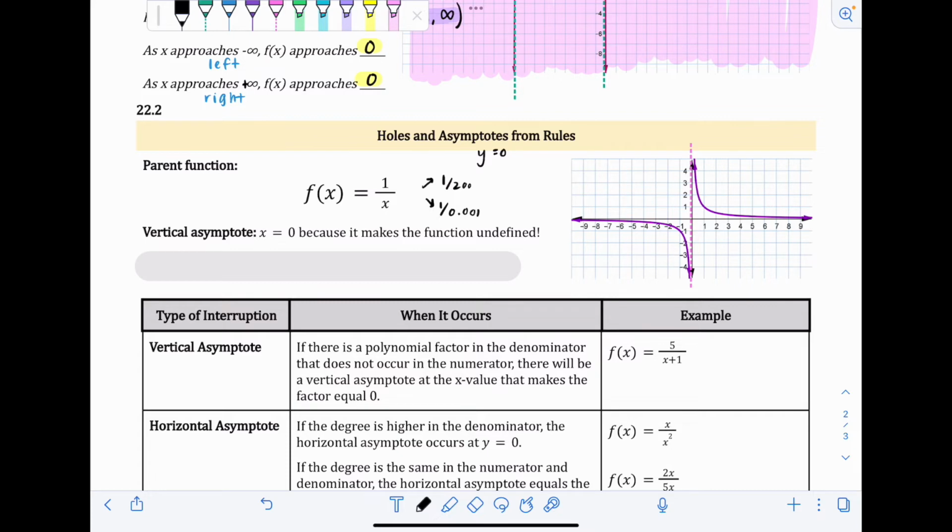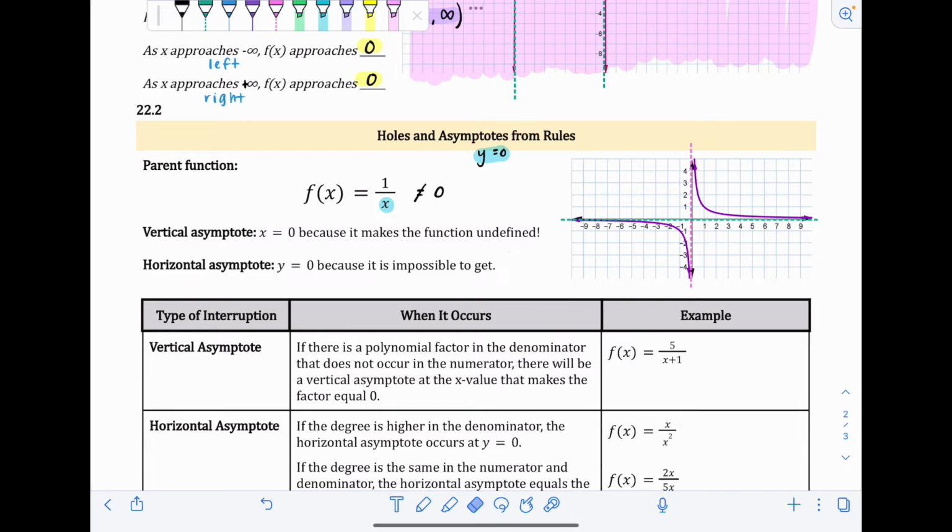I can keep putting bigger and bigger numbers in, or keep putting smaller and smaller numbers in for x. There's no x value that I can substitute in here that will get me an output value of 0. That's impossible to get, to make 1 over a number equal 0. It's not possible. So the impossible number to get is that y equals 0, and that's going to be our horizontal asymptote, and you can see it on the graph. So for the horizontal asymptote, it's y equals 0 because it's impossible to get from this function. We can't make 1 over x, or 1 over any number actually, equal 0.